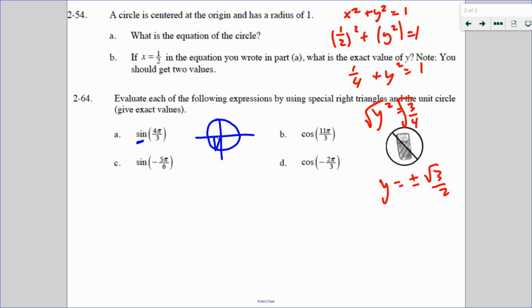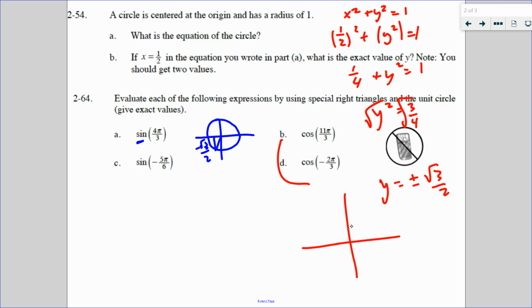It's a 30, 60, 90. Pi over 3s are 60s. So across from the 60, the y direction is a negative square root of 3 over 2. That direction right there is the sine of that 4 pi over 3. Try and draw these a little bit bigger. So B, I'll put it here.